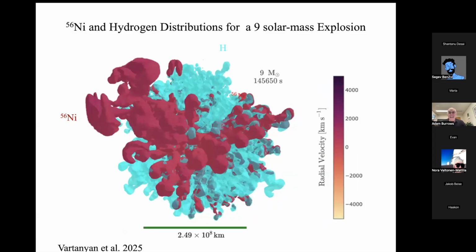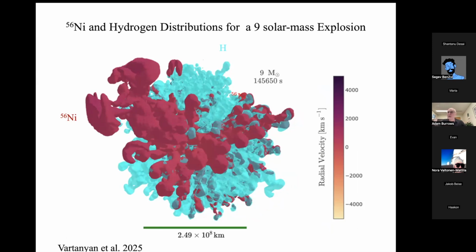And this is just an example of the distribution. The red is the nickel. The teal, again, is the hydrogen. And there's nickel exterior to the hydrogen and a lot of hydrogen in the inside. And we saw almost exactly this sort of thing in 87A.